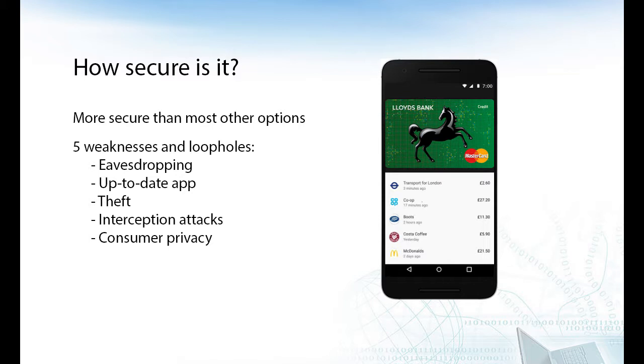Then there is the simple case of theft. Many people get their smartphones stolen, and the thieves can make use of this mobile payment if your phone is not properly secured. So make sure you enable all the possible protections at both device and app level.